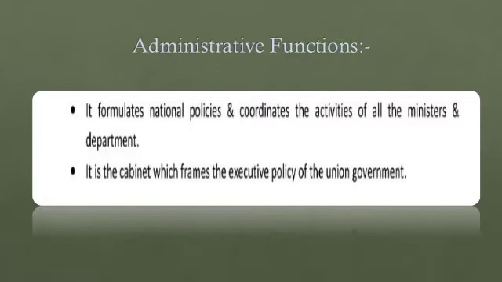Administrative functions. The cabinet is essentially a policy framing body. It formulates national policies and coordinates the activities of all the ministers and departments. It is the cabinet which frames the executive policy of the Union government. The President makes all major appointments with the aid and advice of the Council of Ministers, like the Attorney General of India, the Governor of a state, the Chief Election Commissioner, the election commissioners and others that have a high rank in government.